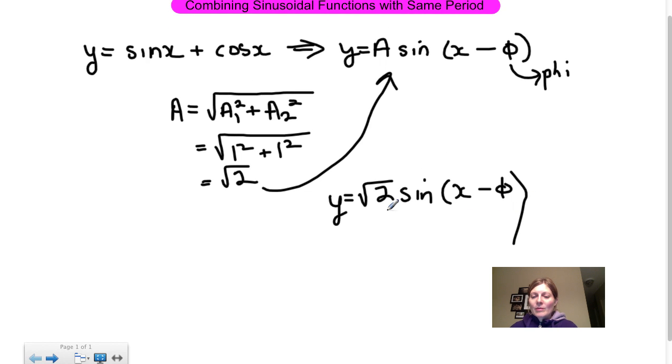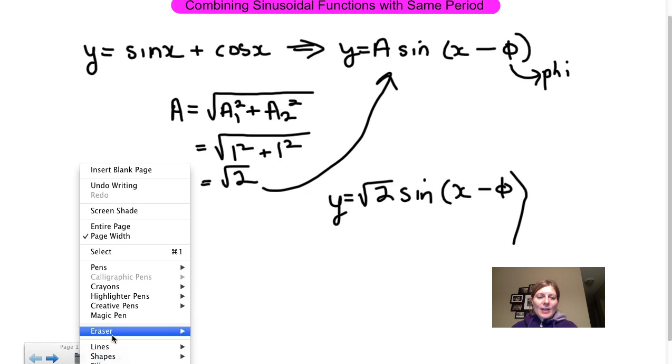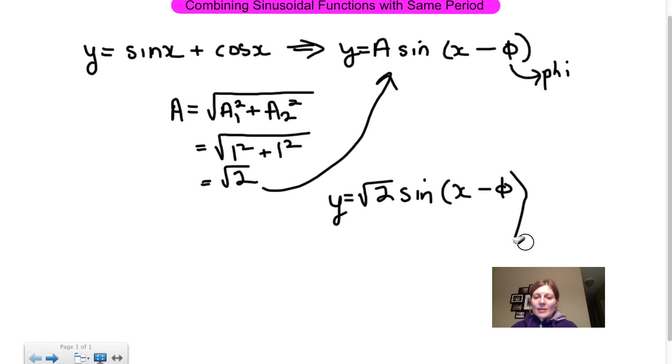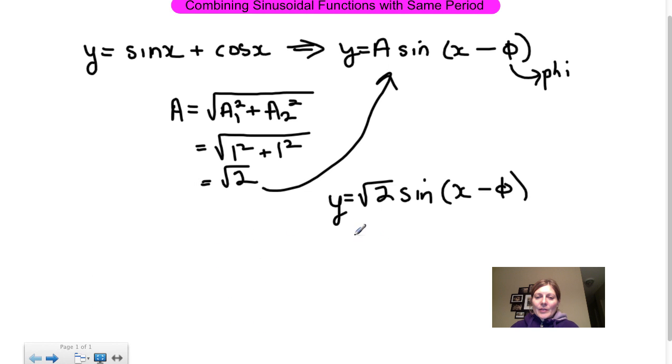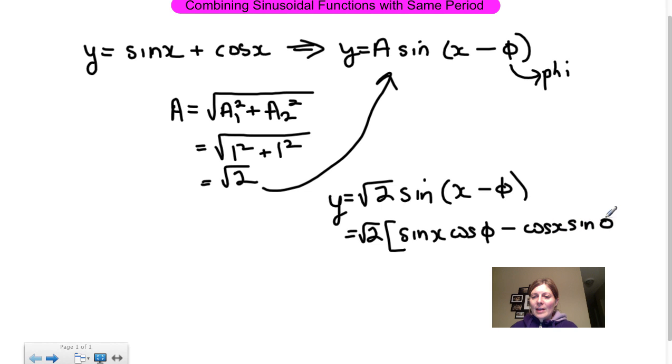What I don't know is that phase shift. Let's just erase that crazy bracket. Okay. So what I'm going to do now is expand this compound angle here. So I'm going to have root 2 times bracket sine x cos phi minus cos x sine phi. That's just our compound angle formula for sine.